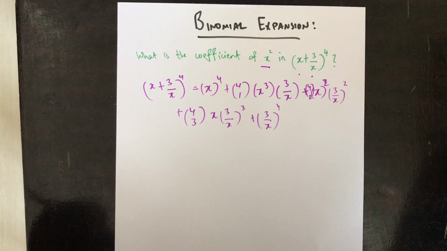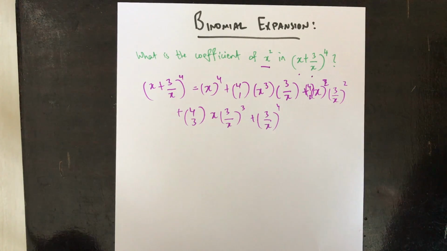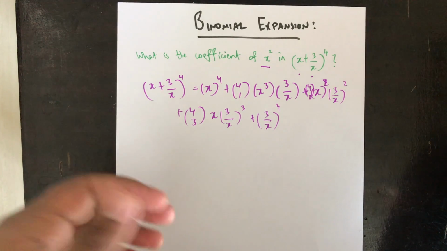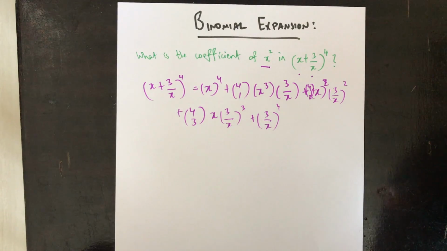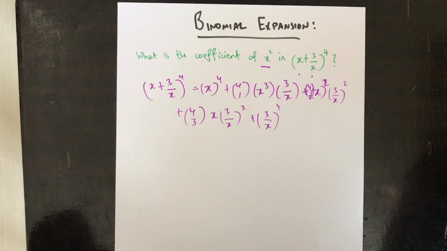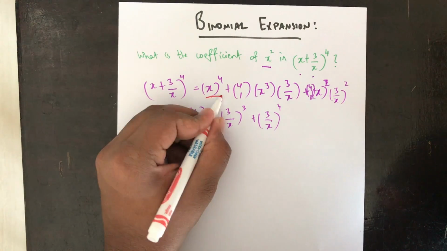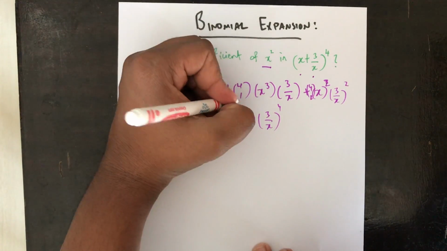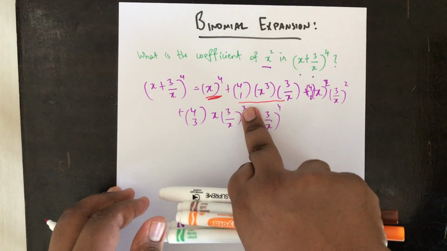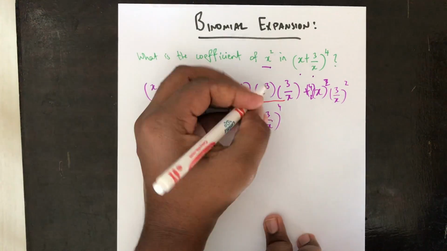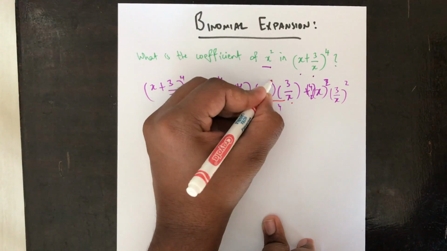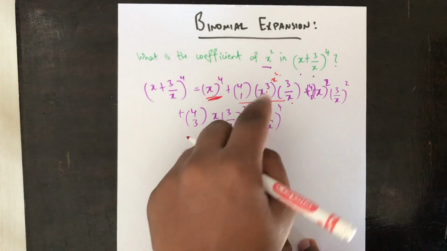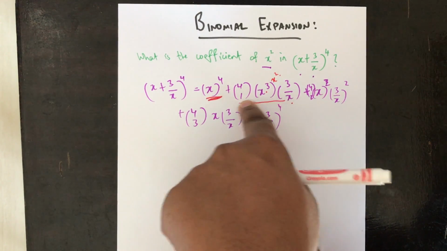Now we need to find the term that has x squared. The term with x squared is basically the answer, and the coefficient is the number before the x squared. So let's think about this. If we take the first term, we get x to the power 4, but that's not x squared, so we can't use that. Let's look at the second one: 4 choose 1 times x cubed divided by x. So x cubed divided by x gives you x squared. So yes, this is one we'll have to use.